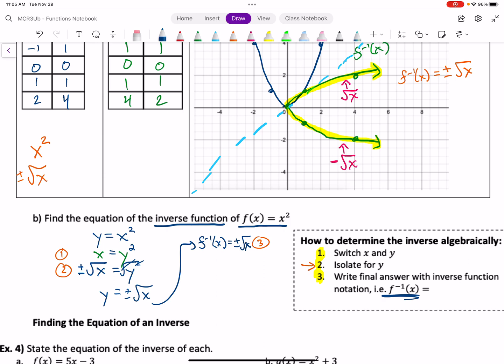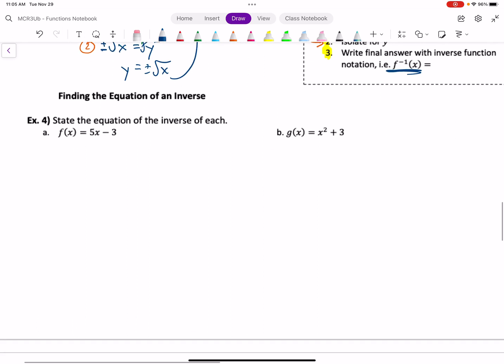So that one is pretty straightforward, a pretty simple example, but those steps will always be the same whenever you're trying to get the inverse function. So let's take a couple examples down below. It says state the equation of the inverse of each. If you want to, you can try this on your own, but I'm going to go through them. So first step, replace f of x with y. Second step, I'm going to switch x and y, the locations. So I get it like this.